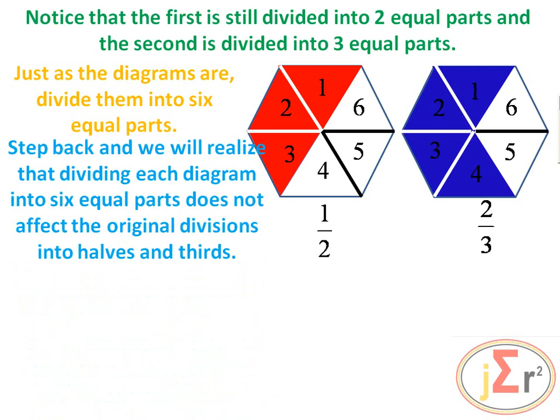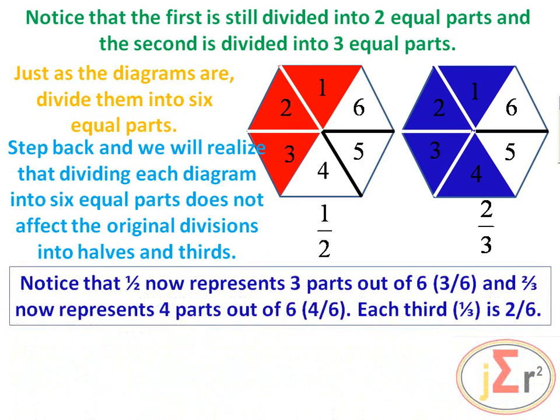So there we have the 6 equal parts of each of those diagrams. Notice that a half now represents 3 parts out of 6. Can you see that, Jerry? Yes. The half that we had there is now how many parts out of 6? 3. 3 parts. And 2/3 now represent how many parts out of 6? 4. Right. The 2/3 now represents 1, 2, 3, 4 parts out of 6.